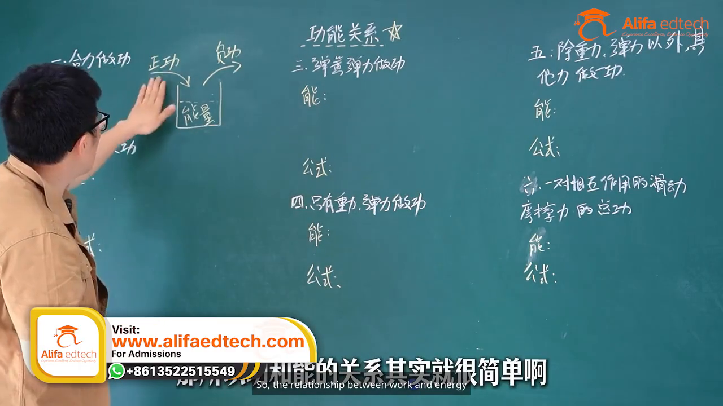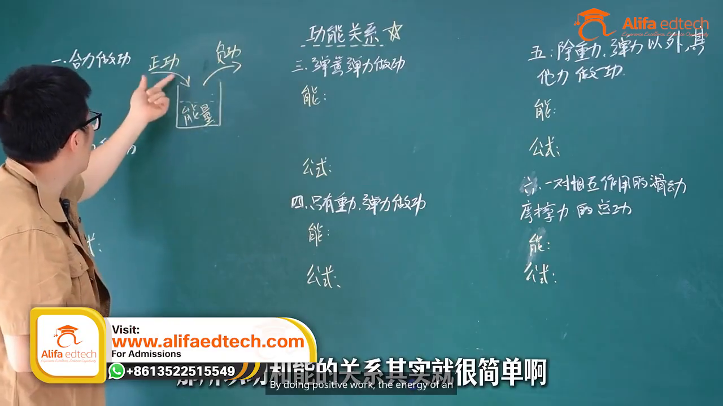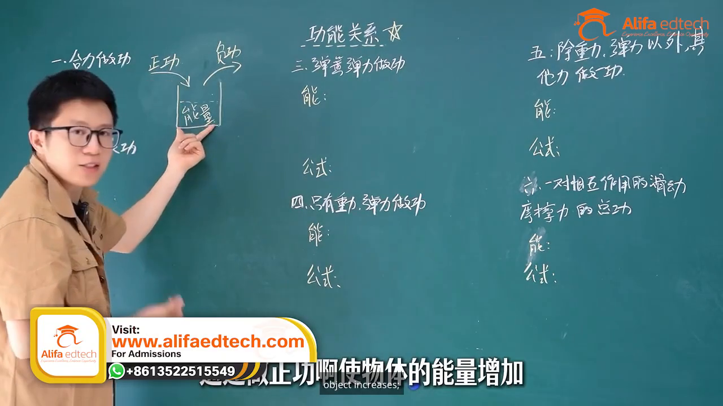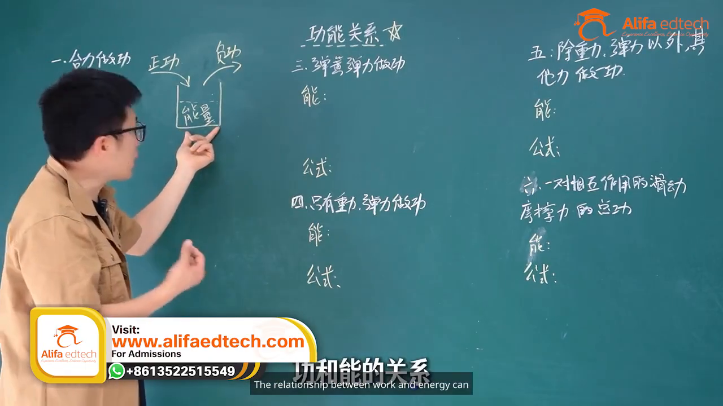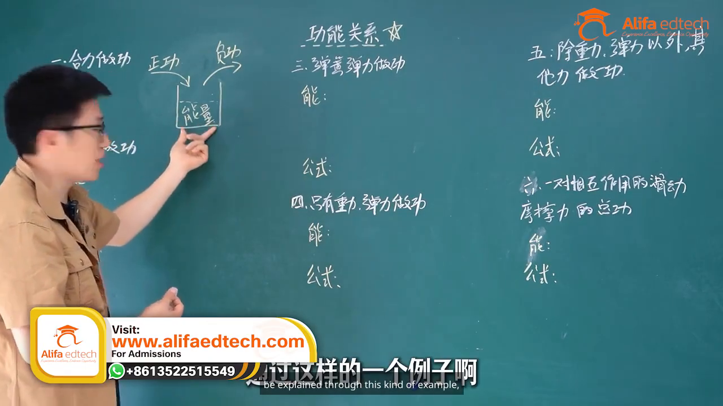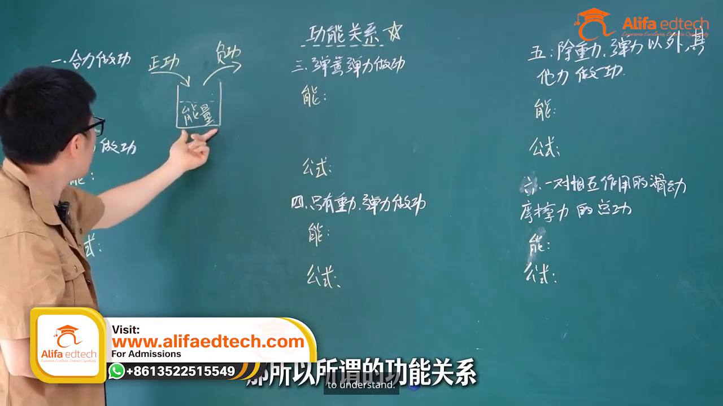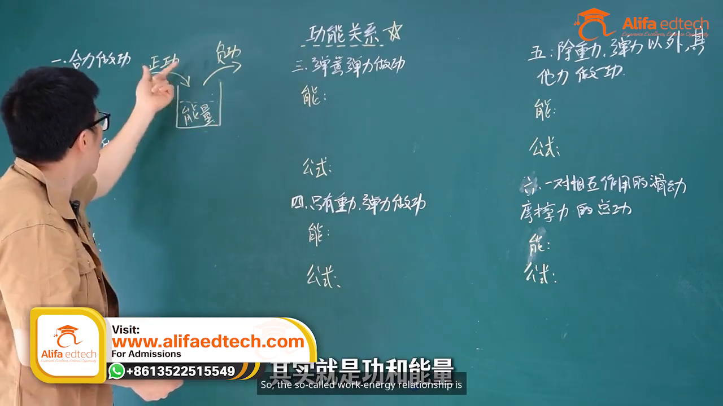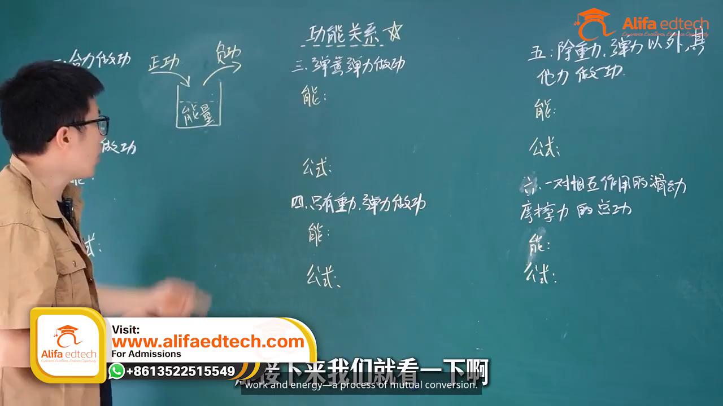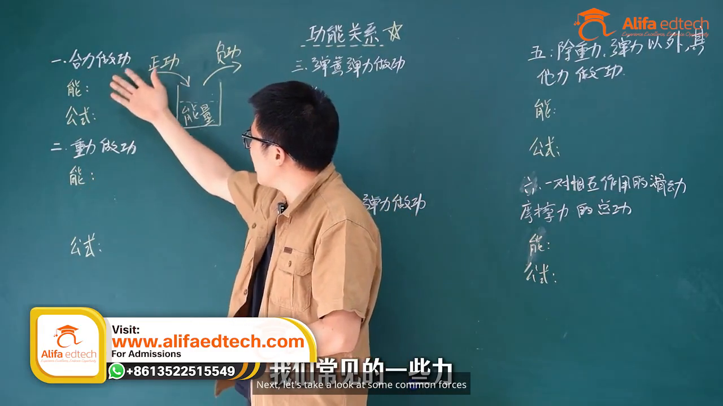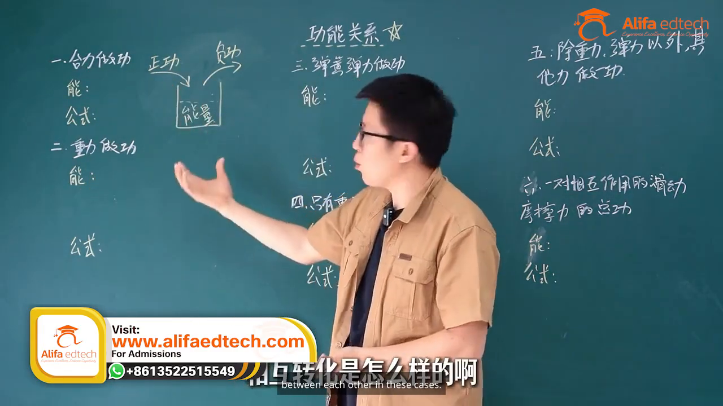So the relationship between work and energy is actually very simple. By doing positive work, the energy of an object increases. By doing negative work, the energy of an object decreases. The relationship between work and energy can be explained through this kind of example, which should make it very easy for everyone to understand. So the so-called work-energy relationship is actually the mutual transformation between work and energy, a process of mutual conversion. Next, let's take a look at some common forces and see how work and energy are converted between each other in these cases.